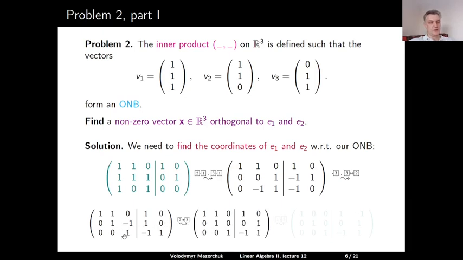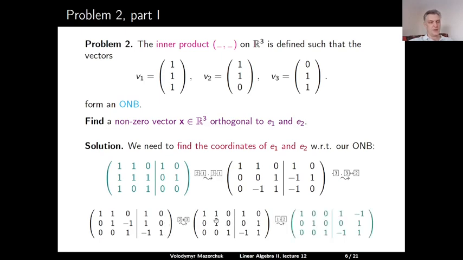So now we use this 1 to kill this minus 1, so we add row 3 to row 2. Rows 1 and 3 remain the same, and row 2 becomes 0 plus 0 is 0, 0 plus 1 is 1, 1 plus minus 1 is 0, minus 1 plus 1 is 0, 1 plus 0 is 1.